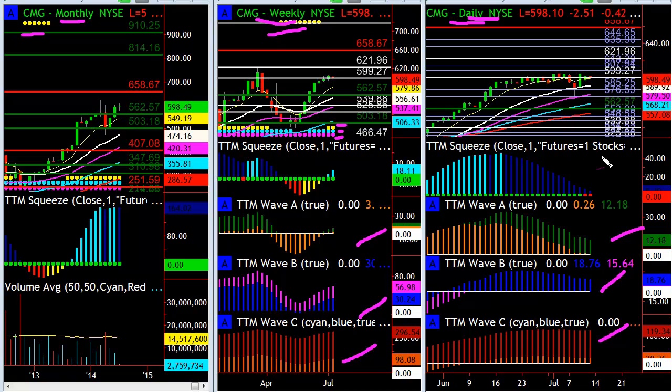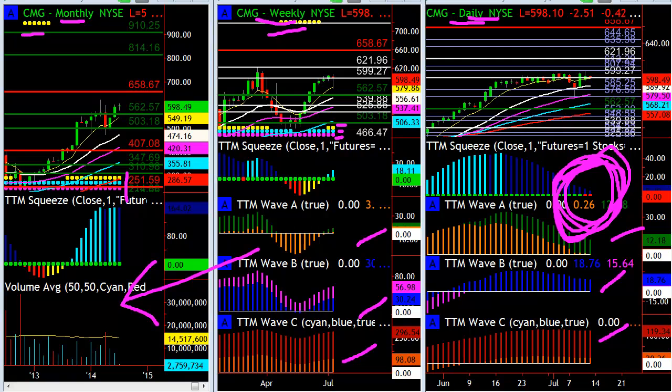So if you want to save room on your chart, like here, I didn't want to add the waves on the monthly chart and have volume, so I just have these, and that shows me that the waves are above zero on the A, B, and C wave on the monthly chart as well. And also, you can see we're developing a squeeze here, okay, and that's huge.